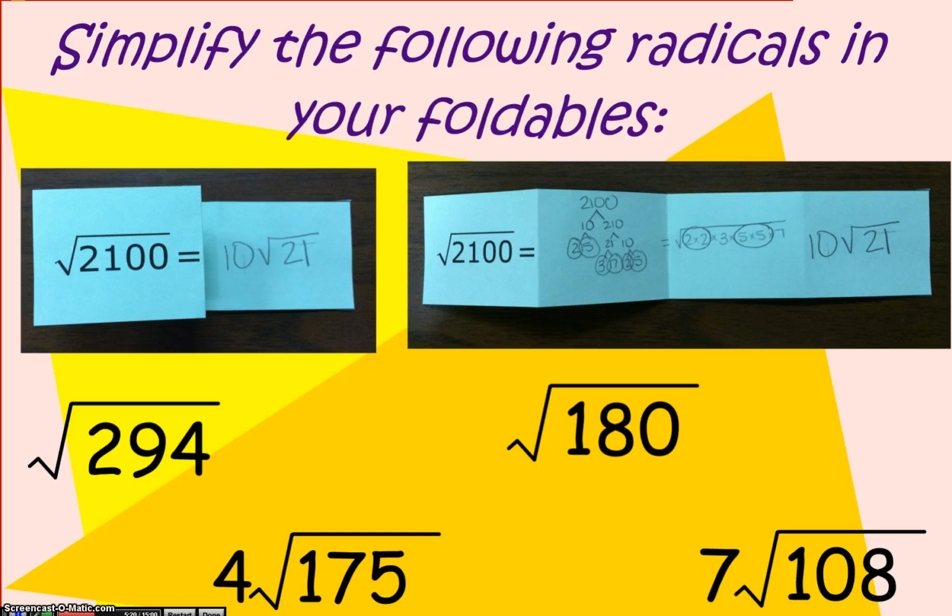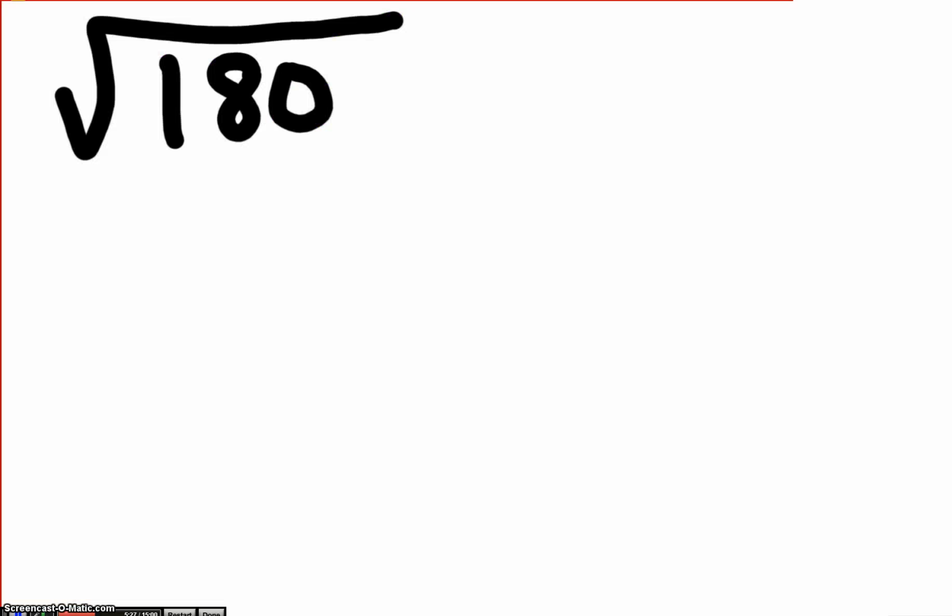So simplify the following radicals in your foldables. Go ahead and get the one out that has the 4 lines. Your first radical is the square root of 180. So to start this, you need to do the square root of 180. There should be plenty of room.